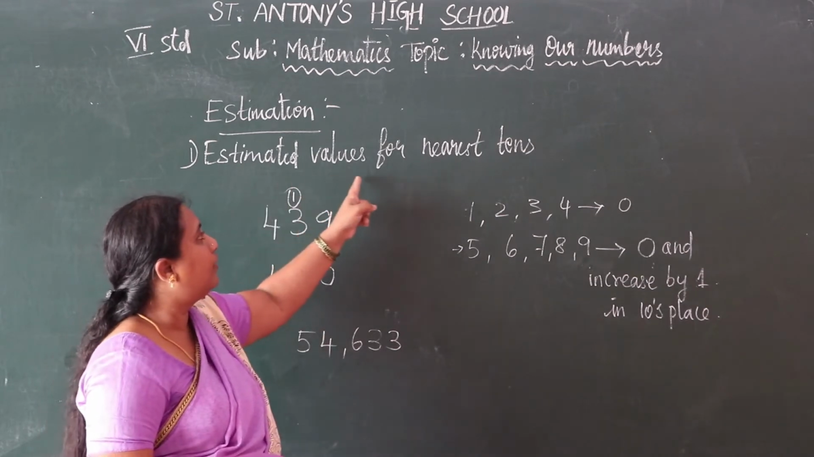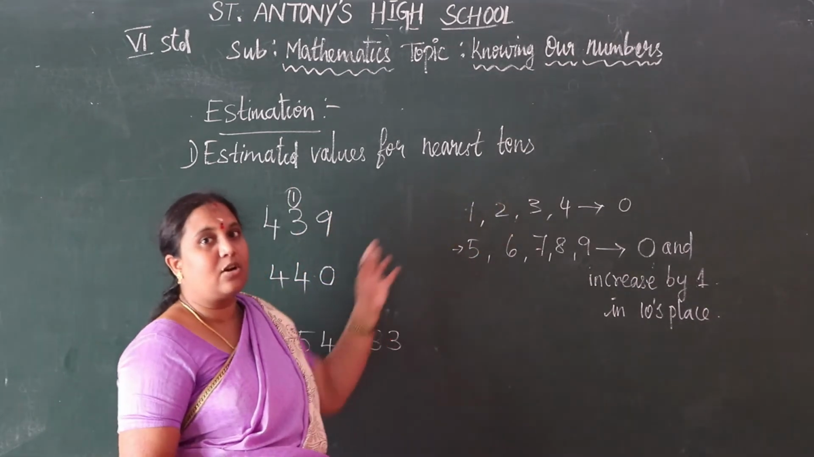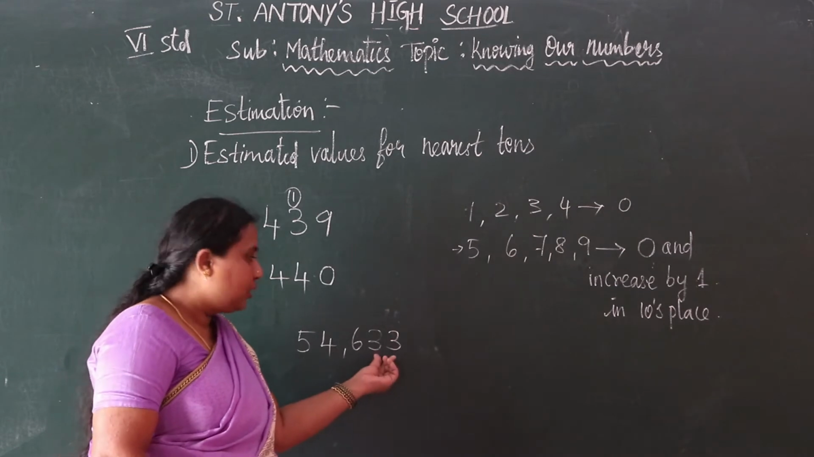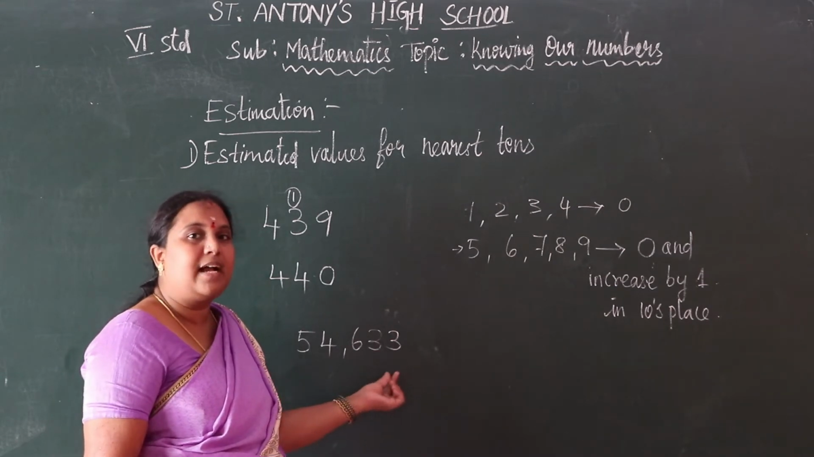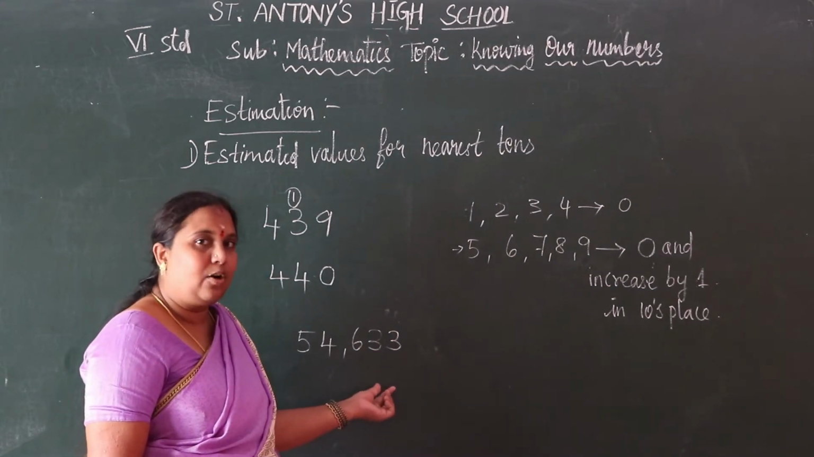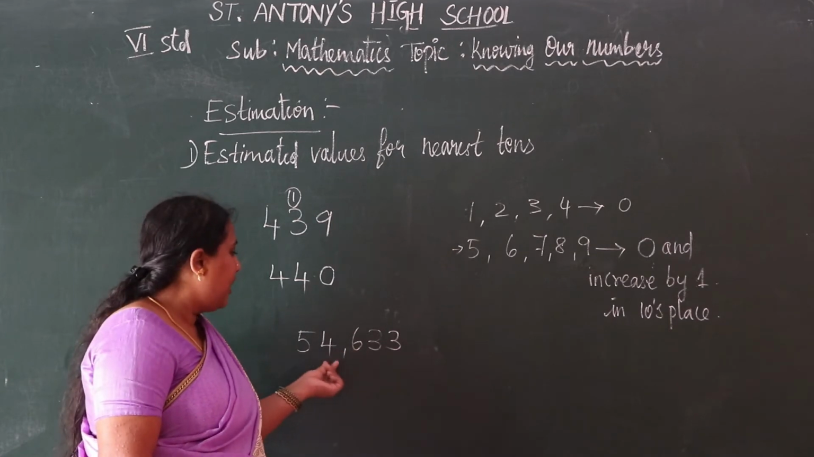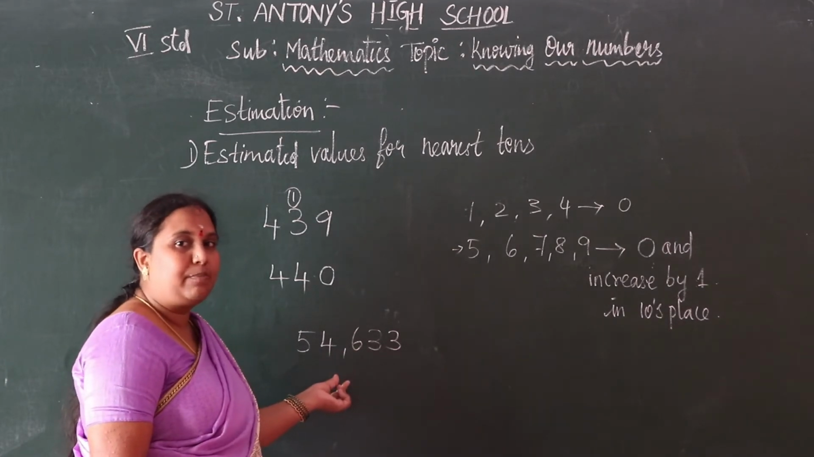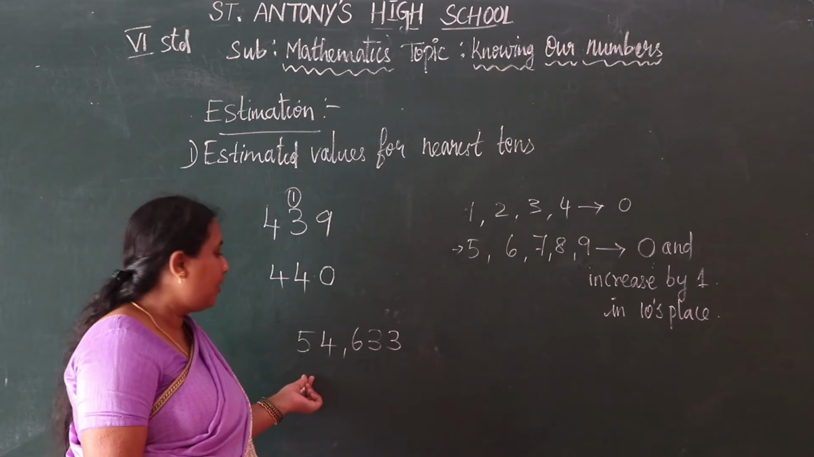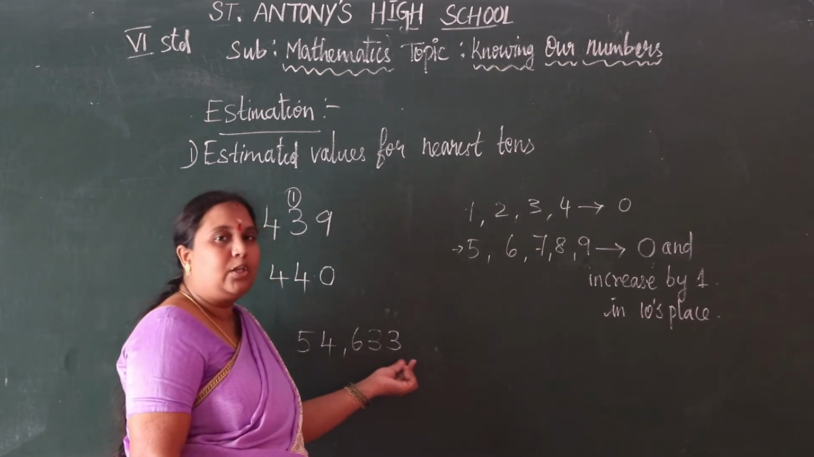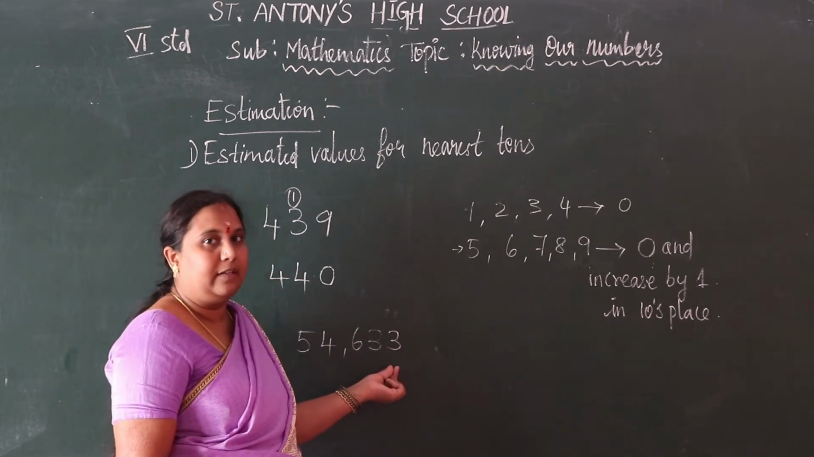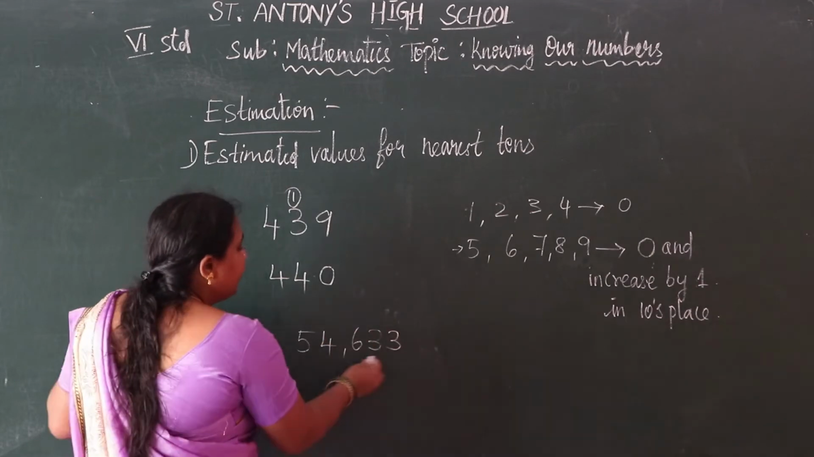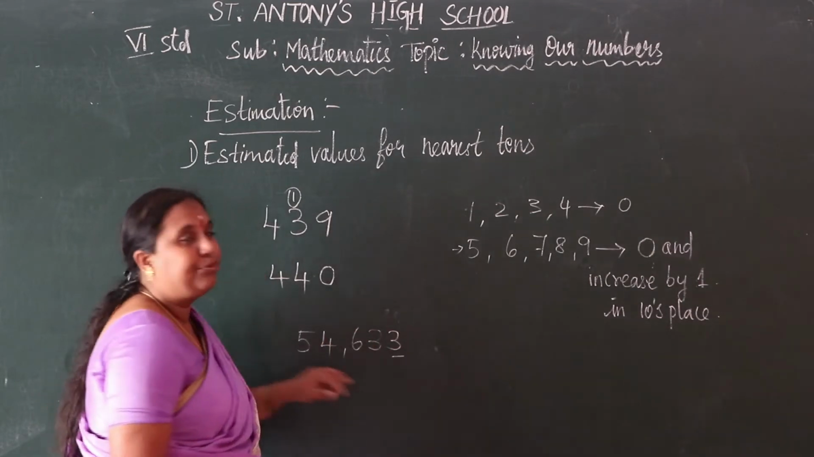That is the estimated value for the nearest tens. That is rounding it off only the 2 digits, that is units place and tens place. So here we don't change the hundreds place, thousands place and 10,000 place. We can change only the units place and tens place. Understood, children? So here see in units place we have 3.